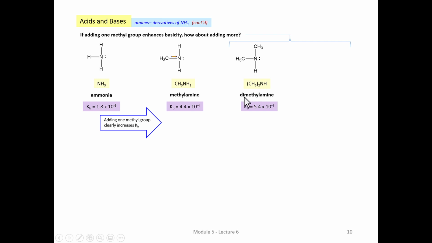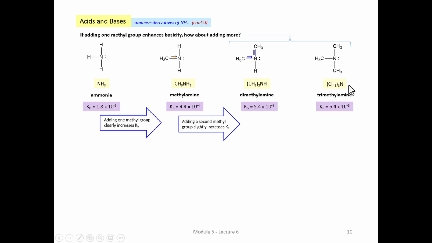Let's add two methyl groups. This would be dimethylamine, meaning two methyl groups on a basic amine structure. And the Kb here is 5.4 times 10 to the minus 4. So now we have two methyl groups donating electron density toward that nitrogen lone pair, and adding a second methyl group does slightly increase the Kb value from methylamine. Now let's add a third methyl group. So now we have three methyl groups donating electron density toward that nitrogen lone pair.